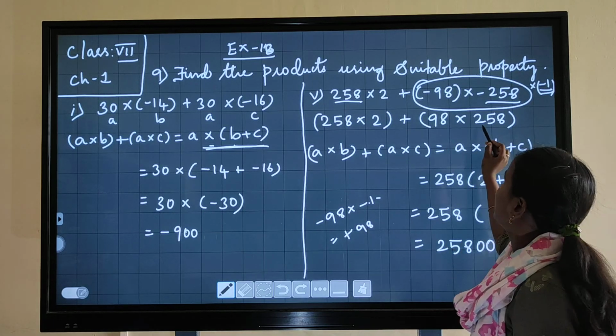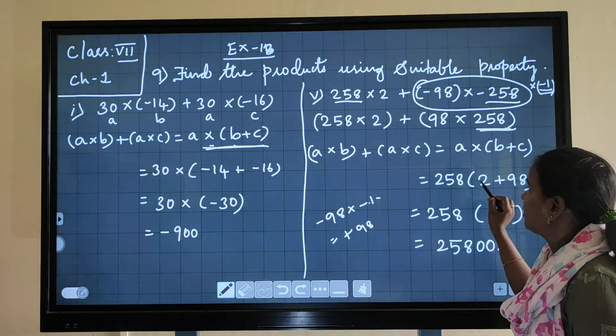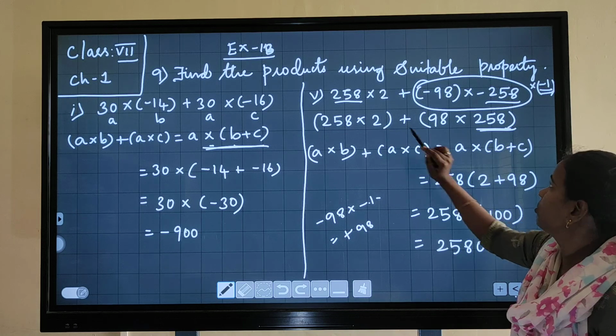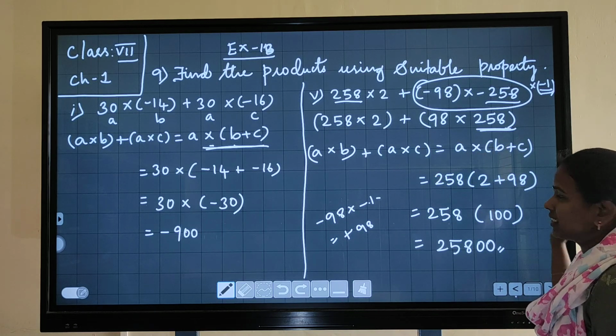So what is the A value here? 258. So I am writing 258 multiplied by... What is the B value? 2. C value, 98. So 2 plus 98.